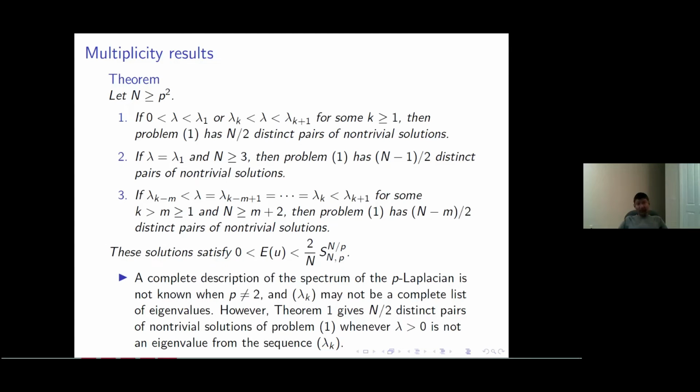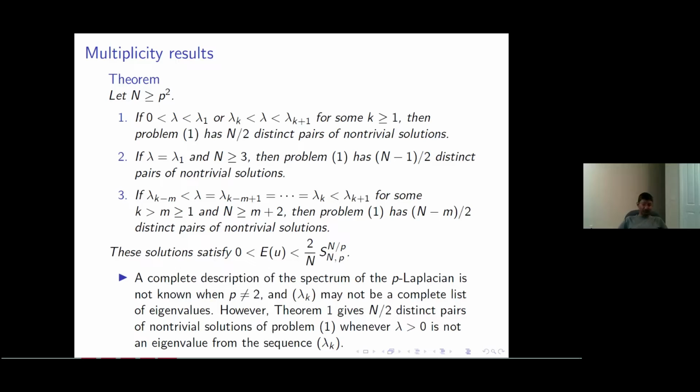Assume that n is bigger than or equal to p squared. This basically corresponds to the case where n is bigger than or equal to 4 when p is equal to 2. First of all, if lambda is not an eigenvalue that was defined using the Z2 cohomological index, then this problem has n over 2 distinct pairs of non-trivial solutions. Notice that this does not say that lambda cannot be an eigenvalue. It says that lambda cannot be an eigenvalue from the sequence that we just defined.